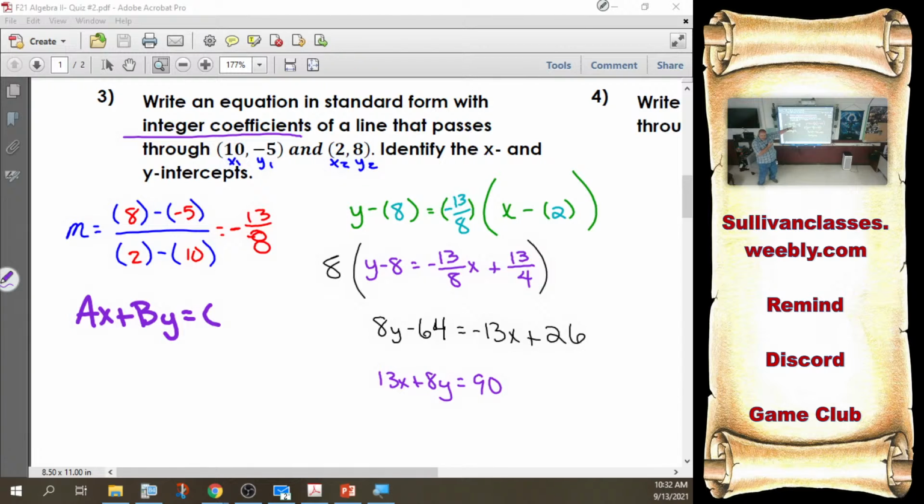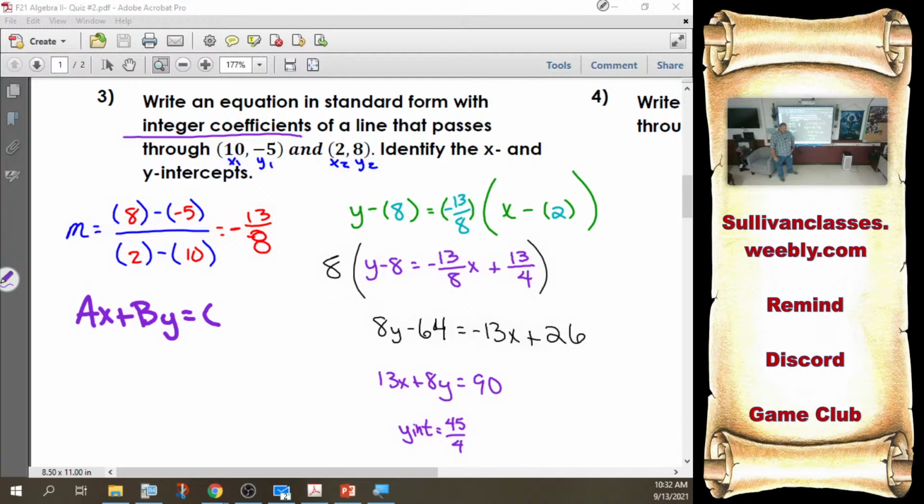Reading the problem explains the problem. The x and the y intercepts. Remember the nice little trick to doing that once it's in standard form? Put a 0 in for one or the other. If I put a 0 in for x, 90 over 8 and reduce it. So what's that, just 45 fourths? Or 11.25 since it's a terminating decimal.